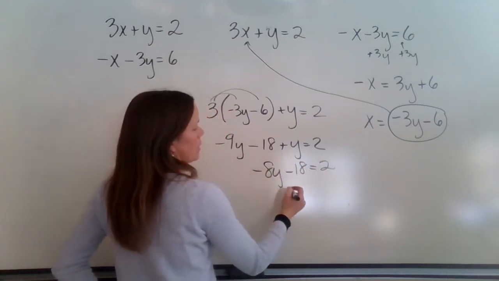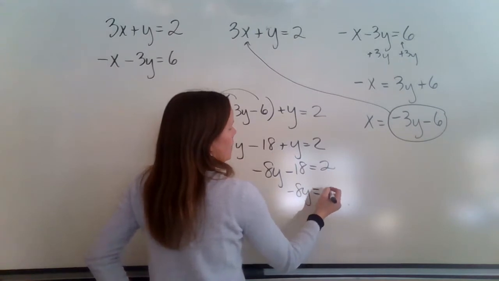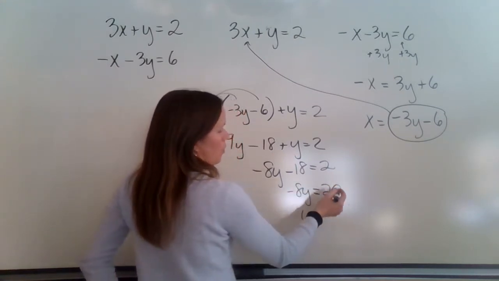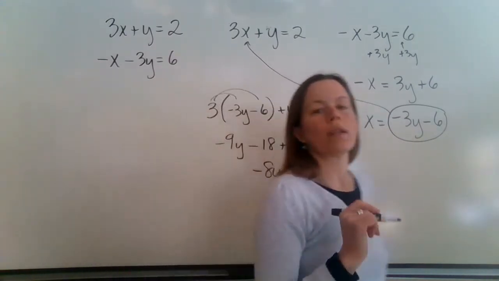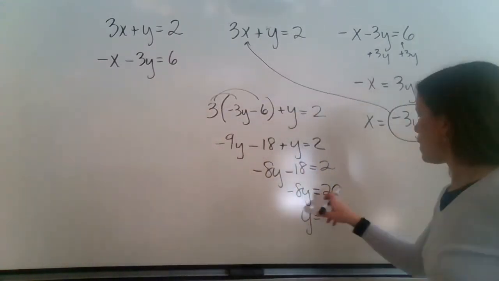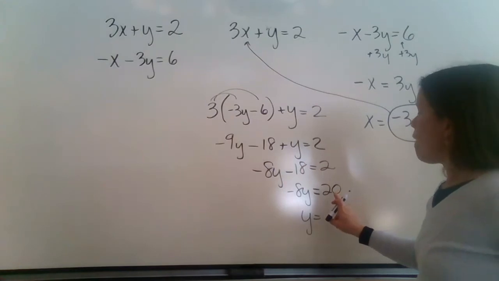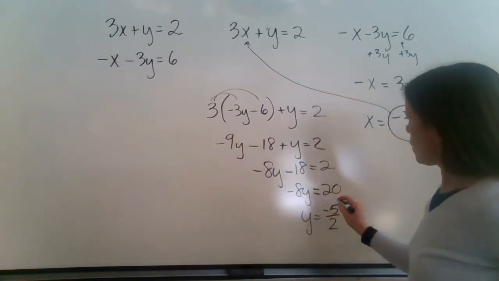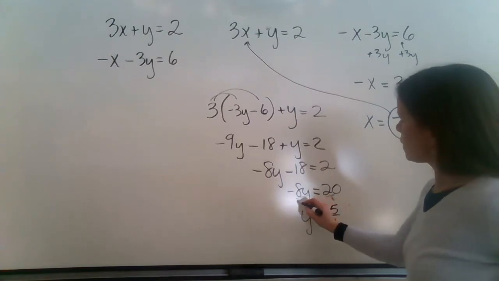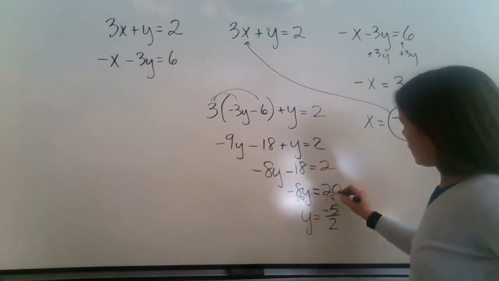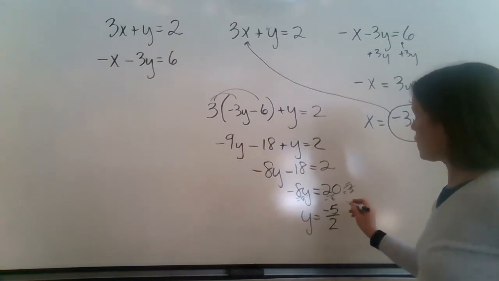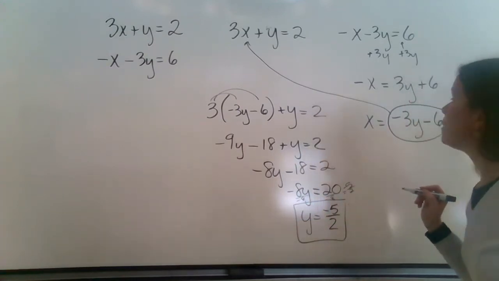Plus 18, so negative 8y equals 20. So y is going to equal, let's reduce 20 over negative 8, divide by 4, so that's going to be 5 over 2, so negative 5 halves. Did I do that right? Negative 8 divided by 4 is 2, and 20 divided by 4 is 5, so negative 5 halves, great.